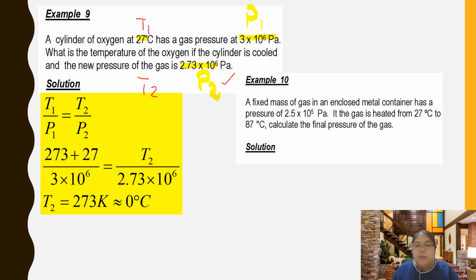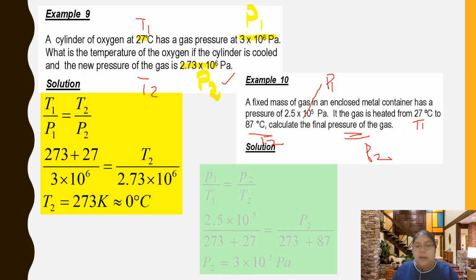Let's see number 10. A fixed mass of gas in an enclosed metal container has a pressure. This one is P1. The gas is heated from 27 to 87 degrees Celsius. So this one is T1 and this one is T2. Now the question wants us to find the final pressure, which means they want to know P2.